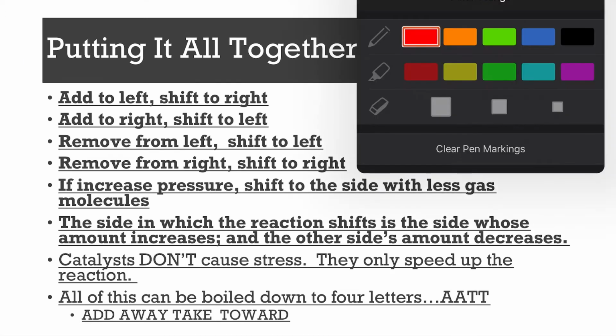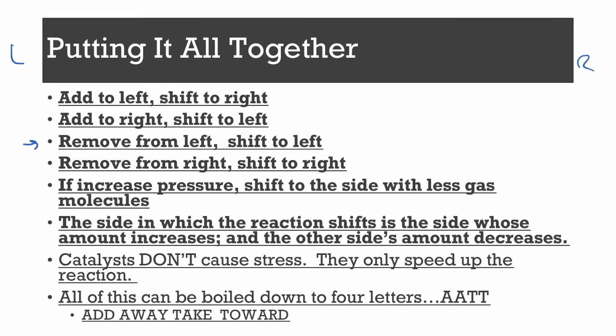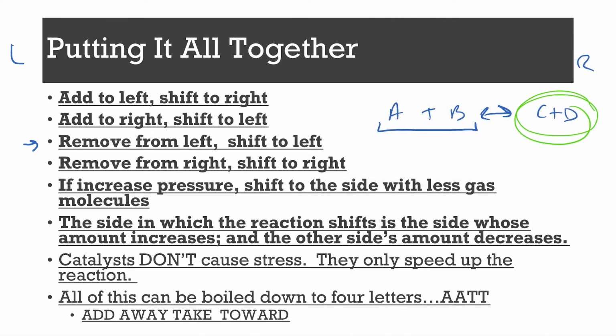If we were to remove some of this, again, left or right, and we remove from something, A plus B gives us C plus D. If we remove, let's say, from the left side, that makes the right side stronger, so we shift towards the left. It's all about finding out which side is stronger. Once you find the stronger side, then you know it pushes that way, or it pushes from the stronger one to the weaker one. Things to think about: if you increase pressure, you're shifting to the side with the least amount of gas particles. If you see energy or heat in your equation, it's the same, which we'll work through examples of.